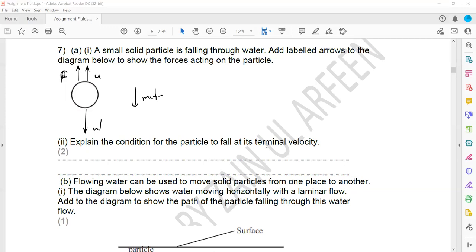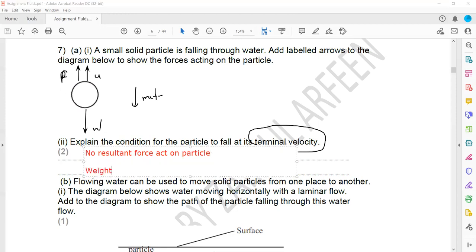Explain the condition for the particle to fall at a terminal velocity. If this particle is falling at a terminal velocity, the first thing we have to mention is that there should be no resultant force acting on the particle. And the second thing we can mention is that the weight is equal to drag force plus upthrust.